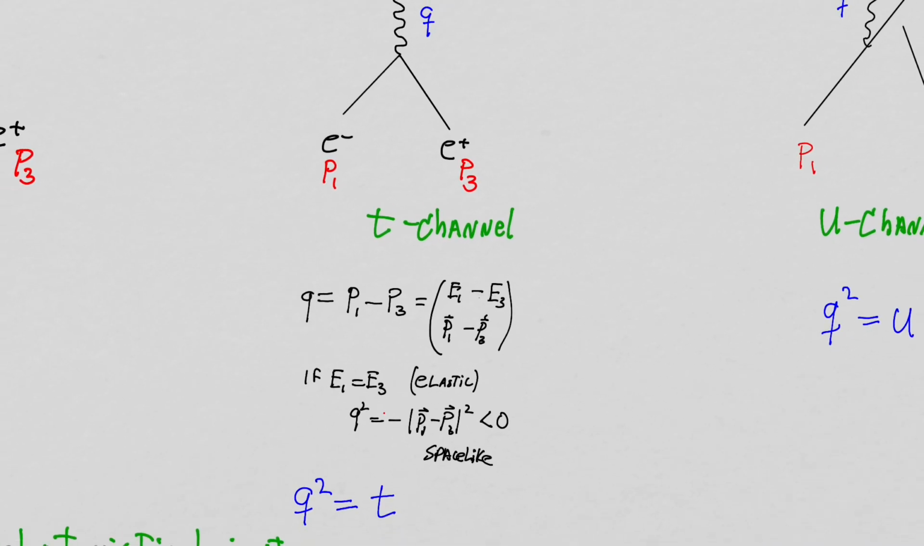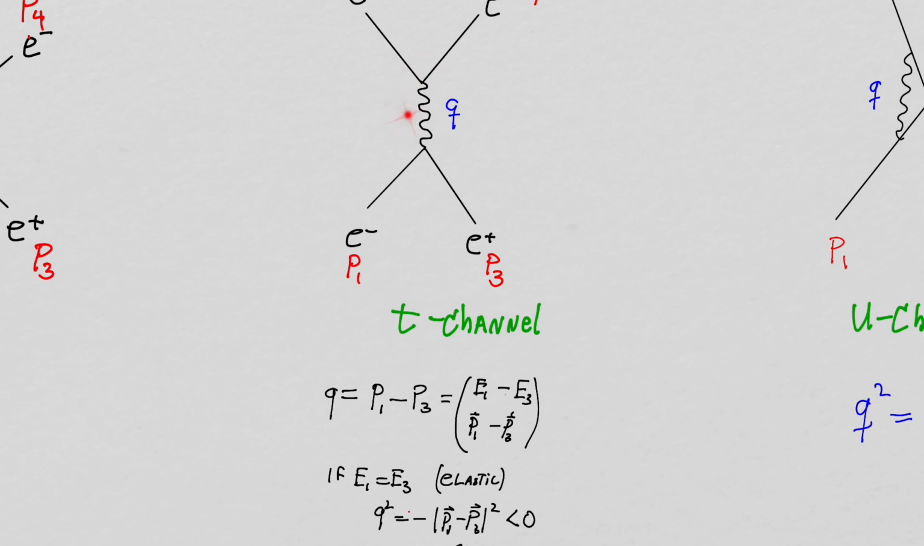Now, also, if you look at this and you calculate Q squared in such a circumstance, if the process were elastic, which means that the energy of particle 3 would equal the energy of particle 1, then you find out that Q squared is actually less than 0.